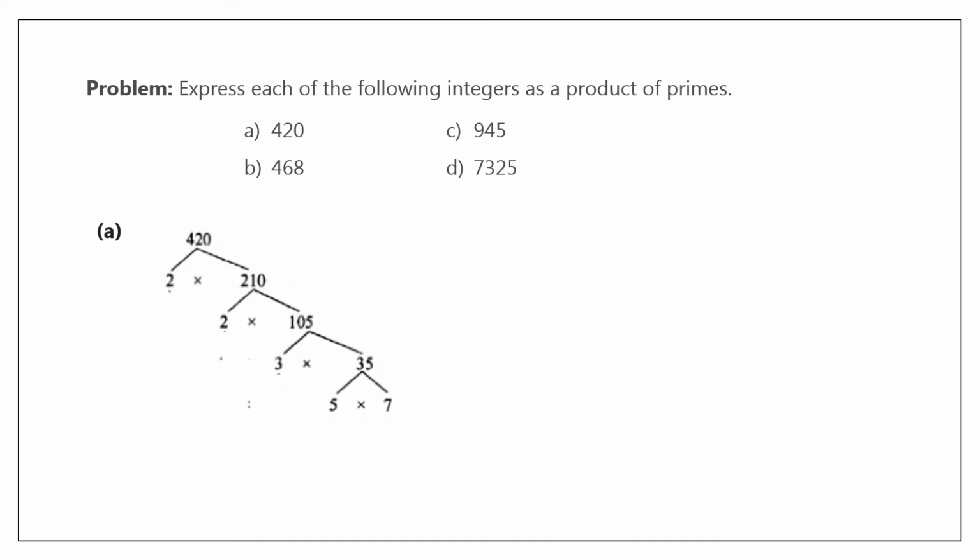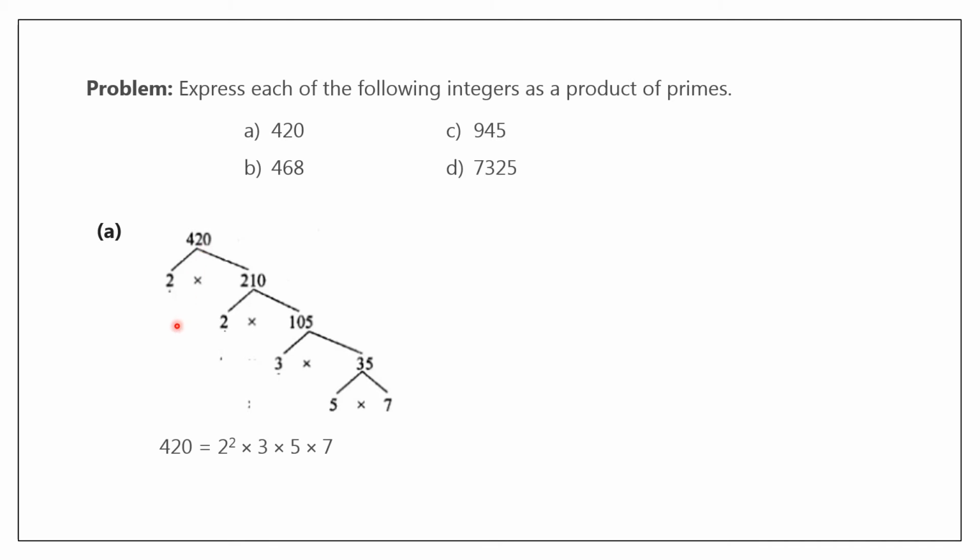Now here the first number is 420. 420 you can write as 2 into 210. Similarly, 2 is a prime number. Now 210 is a composite number. We can write this as 2 into 105. Now 105 can be written as 3 into 35. Now 35 I can write as 5 into 7. Now both 5 and 7 are prime numbers. We can stop here.